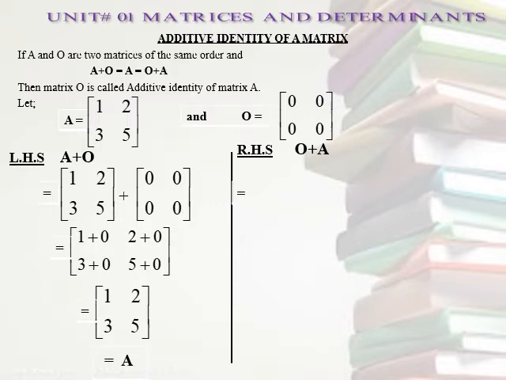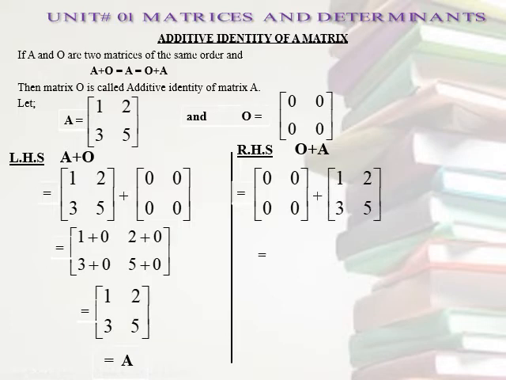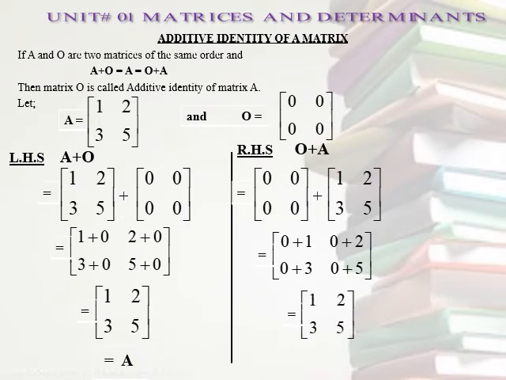Now consider right hand side. Here O is written first, so I'll write matrix O first, then plus sign, and then matrix A. In next step, I'll add the entries of matrix O to the corresponding entries of matrix A. And after addition, I have got this matrix, which is also equal to A. Hence proved that matrix O is called additive identity of matrix A.